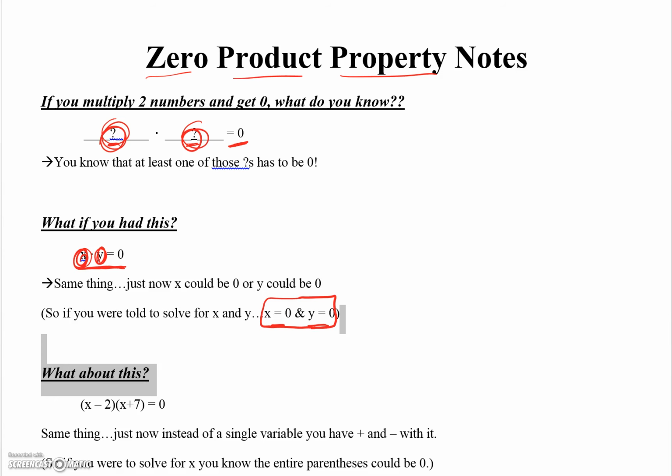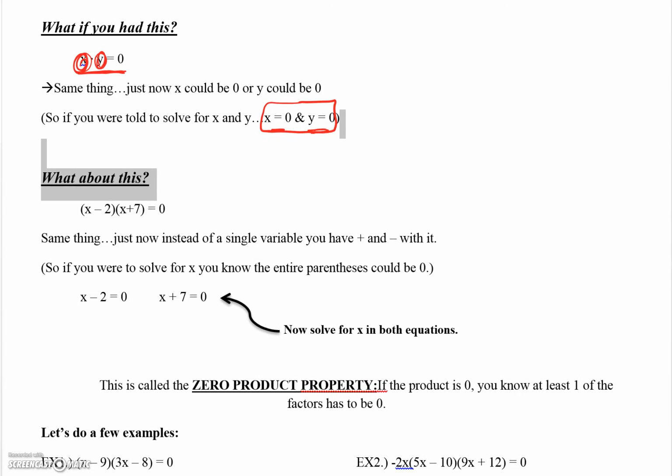So if we go down below a little bit further here, let's take a look at this. Again, notice it's equal to 0. So again, the directions would tell you to solve. It's the exact same thing as up above. It's just that now, instead of having a single variable like the x or the y, we now have addition or subtraction with it. So if the directions asked you to solve for x, you know that this entire quantity in this parenthesis, because it's all equal to 0, could equal 0.